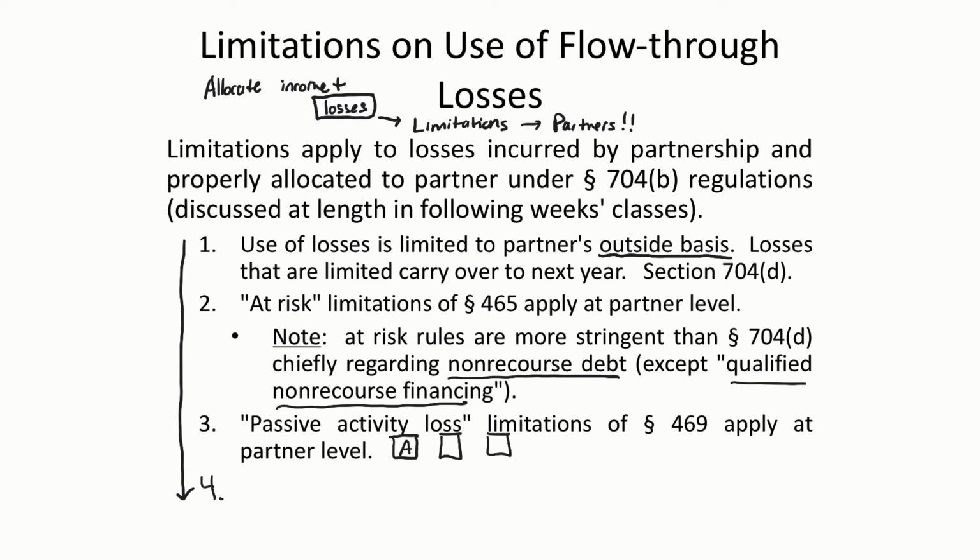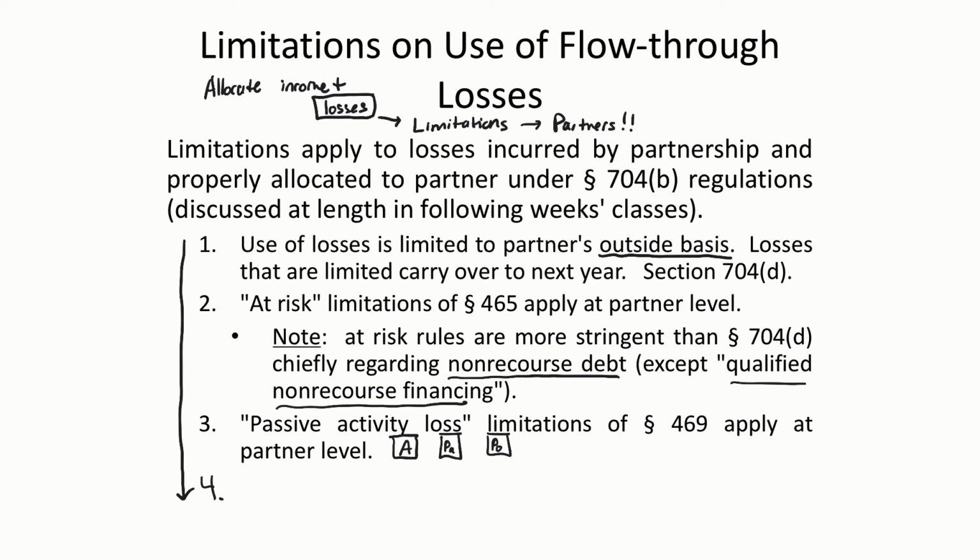Active, so A for active, PA for passive, and then PO for portfolio. What you do is, for your loss from this partnership, you have to determine: is this an active activity, a passive activity, or a portfolio activity? Active means that you're a material participant in the activity, which we're not going to get into. That's a very difficult issue.